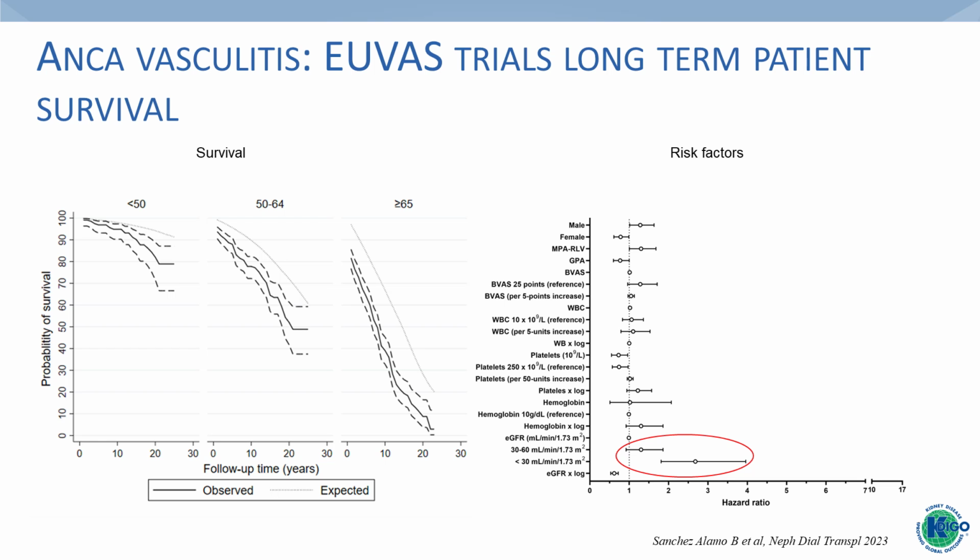The first point is ANCA vasculitis remains a serious disease with an excess mortality. This long-term outcome data from trials conducted in Europe shows, regardless of age group on the left-hand graph, there's an excess mortality compared to the background population. When we look for risk factors, it's dominated by the kidney disease and by glomerular filtration rate at diagnosis. The lower the GFR, the poorer the long-term outcome for patients. This really puts a premium on trying to diagnose this disease early before there is advanced kidney injury.